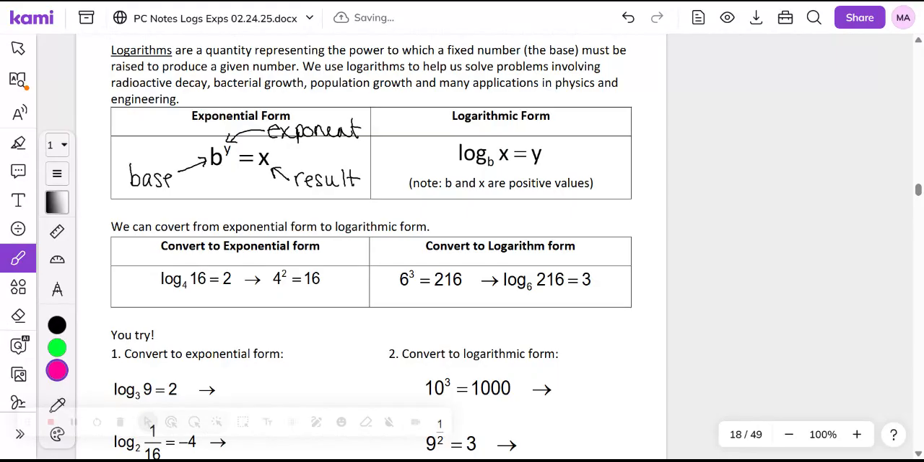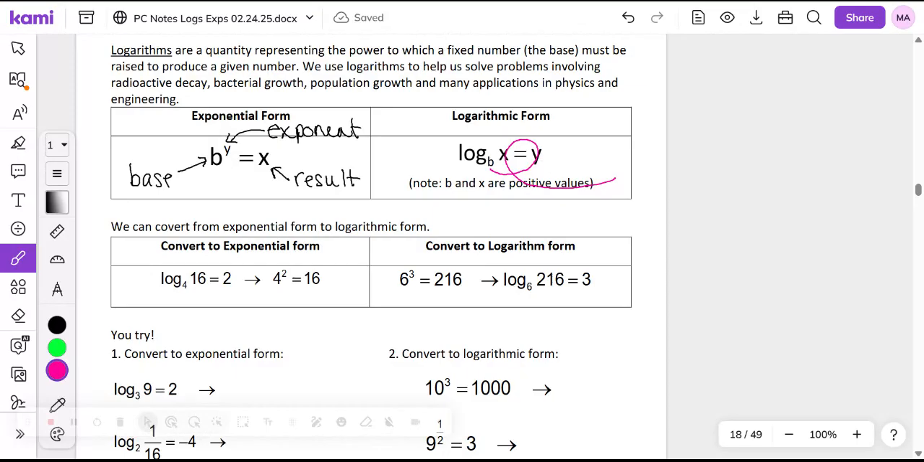I want to show you something because I think it'll be helpful. Look at this: b to the y equals x. It makes an e, like exponential form. If you take that, that might help you. Log base b of x equals y. That's how we say it.